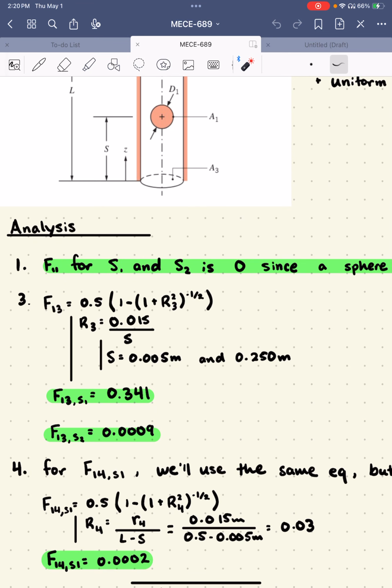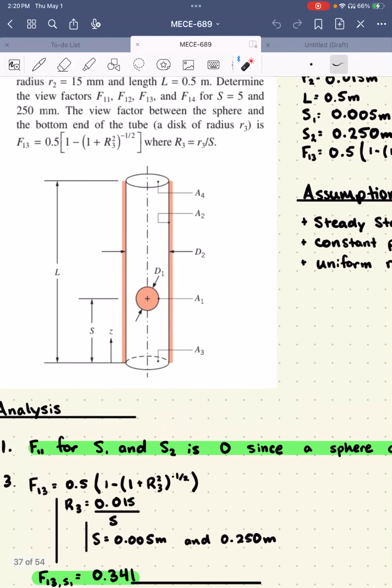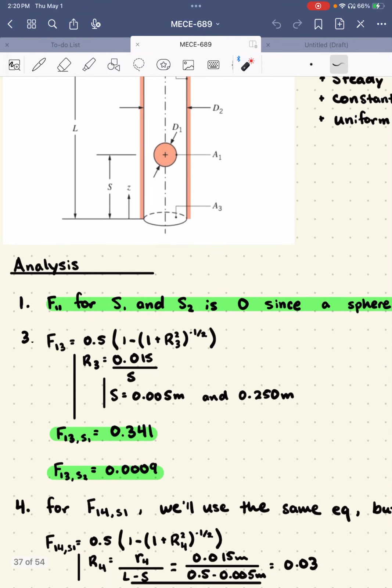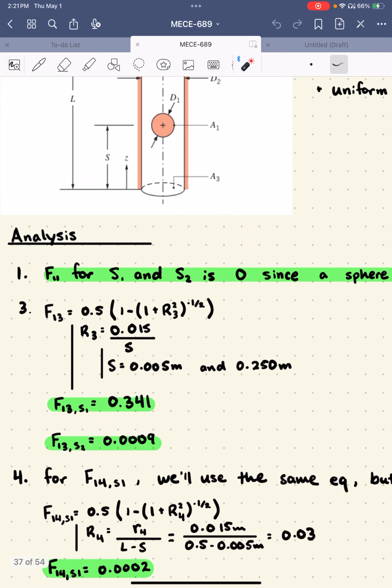Now, I'll take a look at the values of these here, where S1 is very close to this end cap here, and S2 is halfway in between. So we would expect F13 to be larger when it is closer to this surface than if it was halfway between the two.